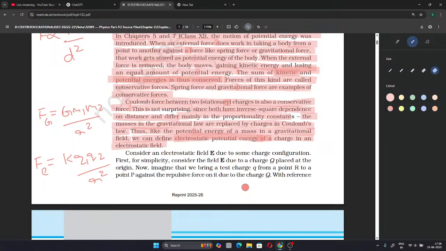What is the potential when we take an object from the ground to a few meters high? As the object gains potential energy, a charge as well, when placed in an electrostatic field, will also gain potential energy. This is what we call electrical potential energy, and voltage is potential difference.